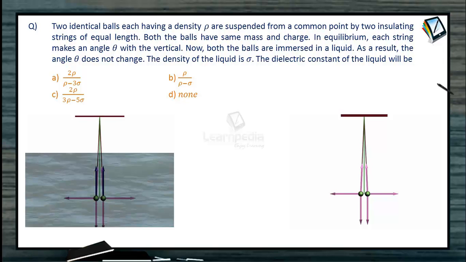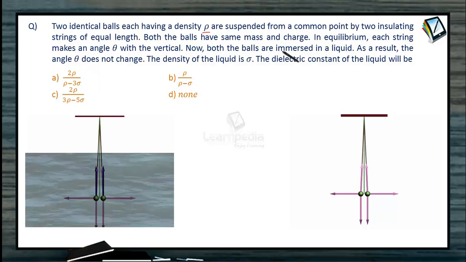Two identical balls, each having a density rho, are suspended from a common point. These two balls are suspended through a common point by two insulating strings of equal length. Both the balls have the same mass and charge. In equilibrium, each string makes an angle theta with the vertical.